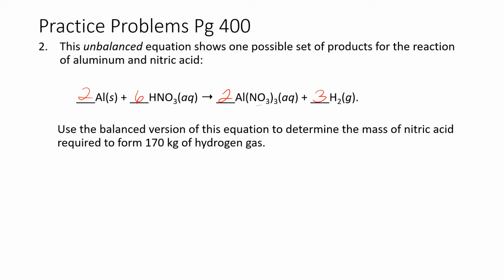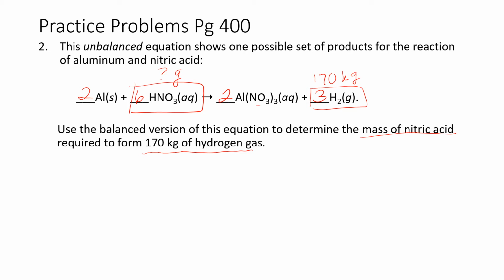So now we've got a balanced equation. We want to determine the mass of nitric acid. So here's our nitric acid. We want to know how many grams we have. How many grams are required to form 170 kilograms of hydrogen gas. So we are making 170 kilograms of hydrogen gas.